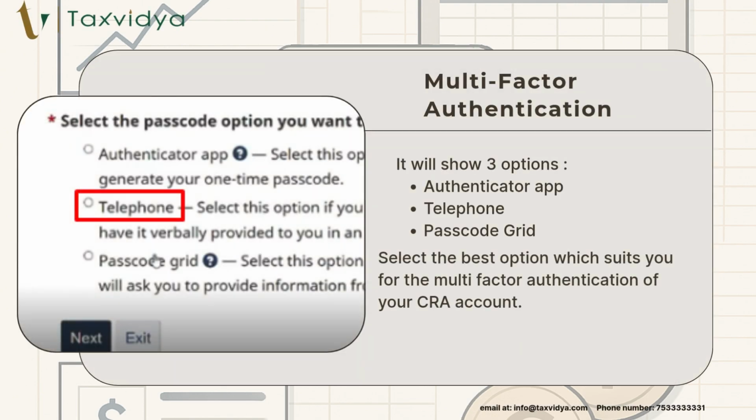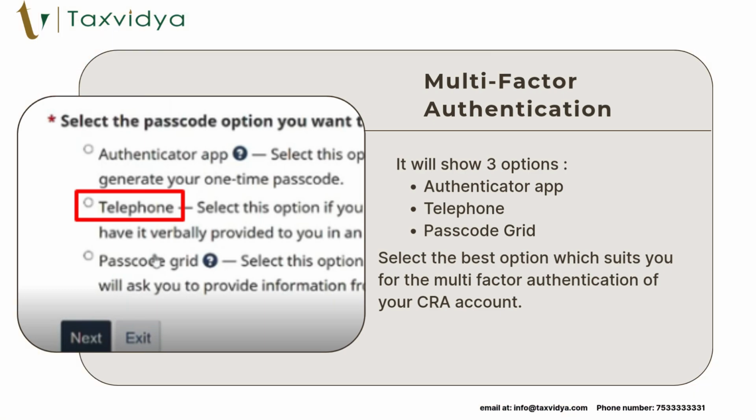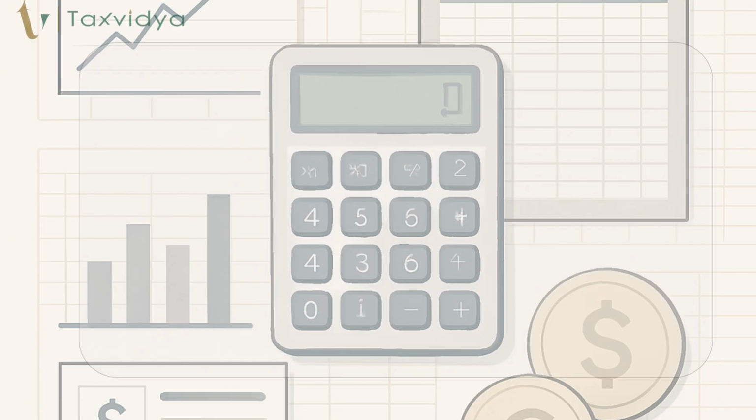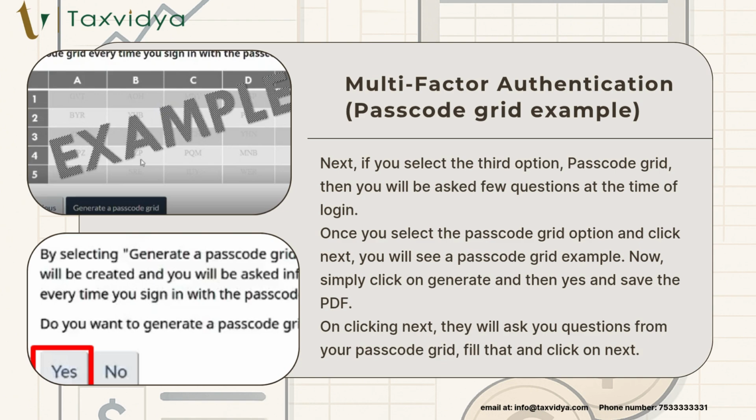Multi-factor authentication. It will show three options: Authenticator app, telephone, passcode grid. Select the best option which suits you for the multi-factor authentication of your CRA account. Multi-factor authentication, passcode grid example.